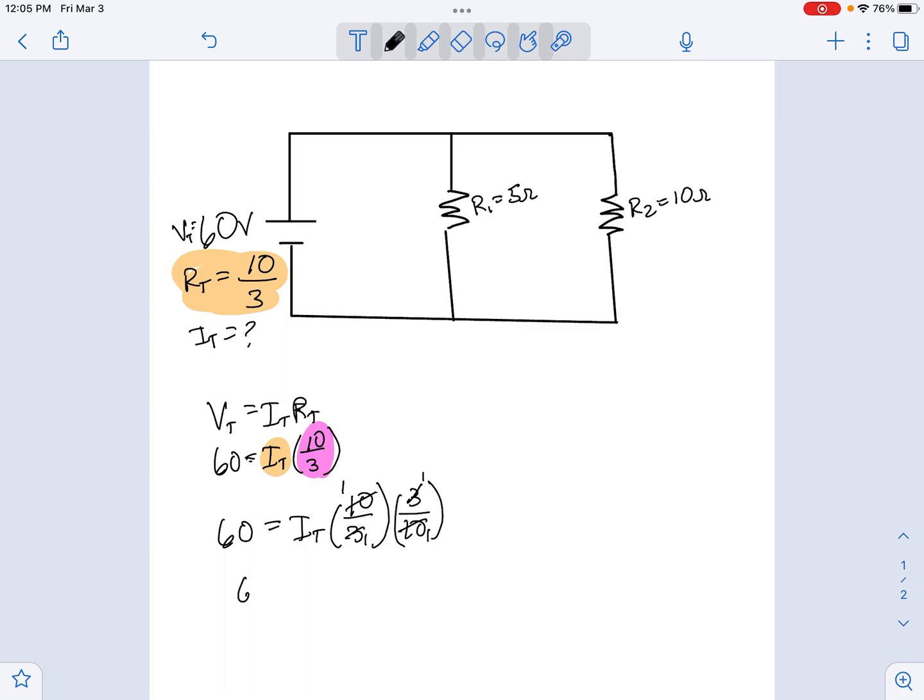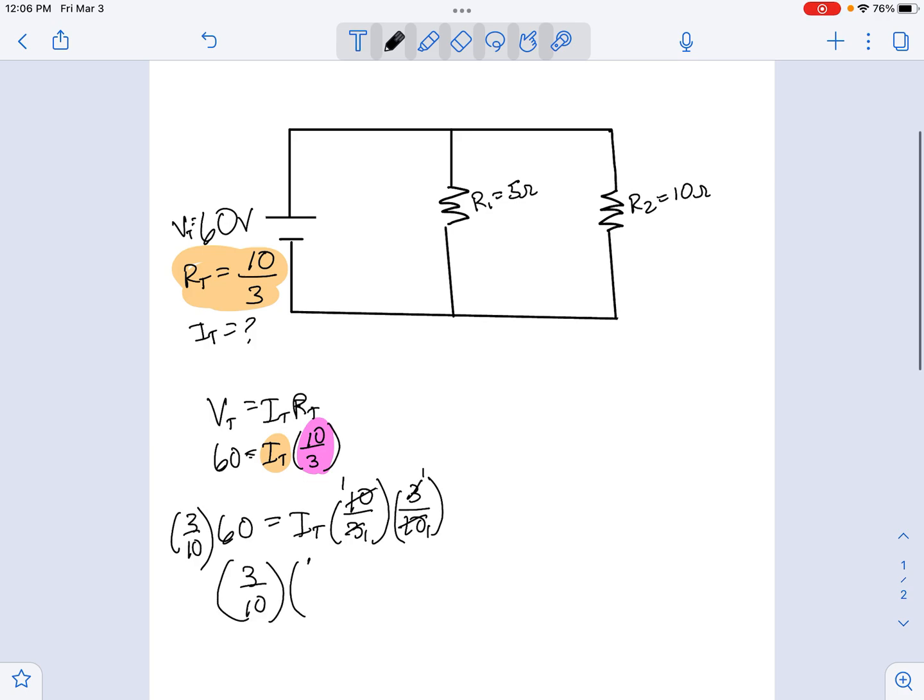But whatever we do to the right side of the equation, we have to do the same thing to the left to keep it balanced. So since we multiplied the right side by 3/10, we have to multiply the left side by 3/10. Okay? So now we have 3 over 10 times 60, but just to make it nice and neat, I'm going to do 60 over 1 to keep it lined up. And that's going to be equal to IT. And that's going to be 1 times 1 over 1 times 1, which is just 1.